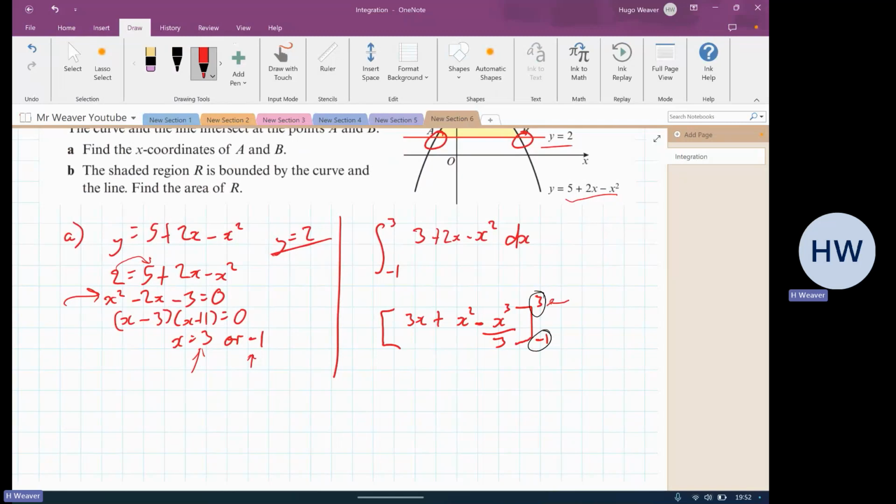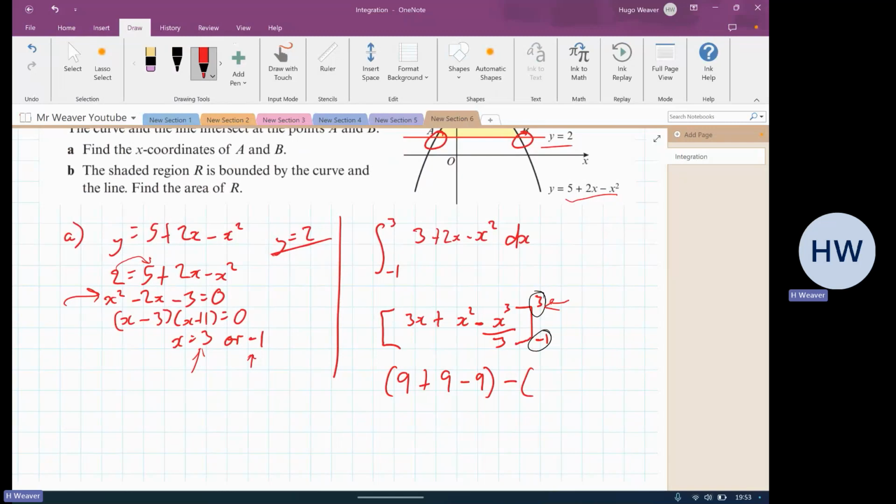Now always start with the number on top. So what I'm going to do is say 3 times 3 gets me 9, plus 3 squared, which also gets me 9, minus now 3 cubed gets me 27, divided by 3 gets me 9. So I'm going to get minus 9 in there. I'm now going to subtract it, and now I'm going to substitute in the -1.